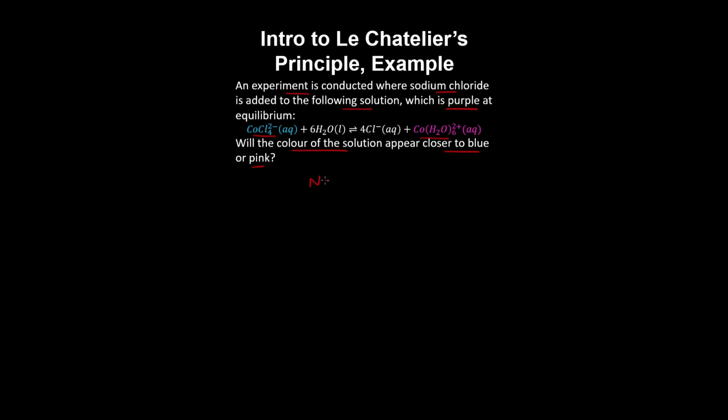And by adding sodium chloride in an aqueous solution, this dissolves into sodium and chloride ions, and thereby increases the concentration of the chloride ions in the solution. So therefore the reaction shifts to the left to relieve the stress due to the increase in concentration, and will thereby create more cobalt tetrachloride, and the solution will appear closer to blue than pink.